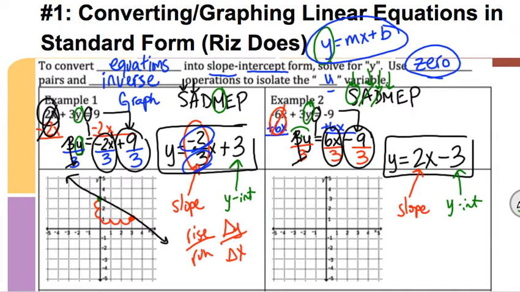So I'll start at negative 3 on the y-axis. Remember, this is like 2 over 1. So I'll go up 2 and to the right 1 space. And I can keep doing that to make sure I have a really straight line. Up 2 to the right 1, up 2, right 1, up 2, right 1. And I can draw my line. Okay, let's move on.